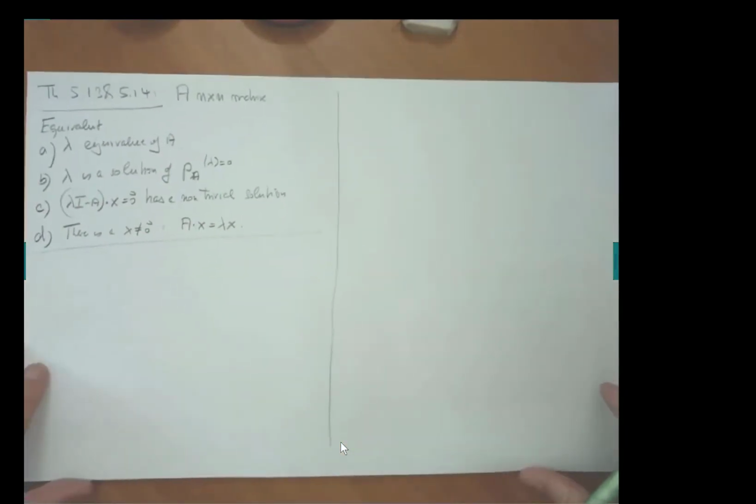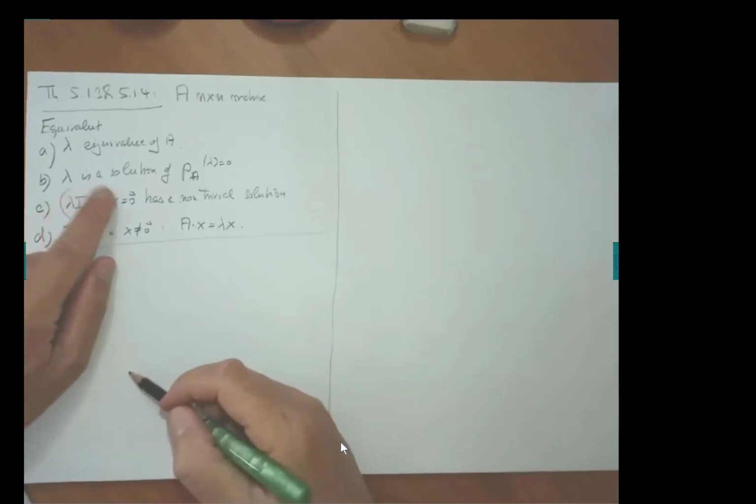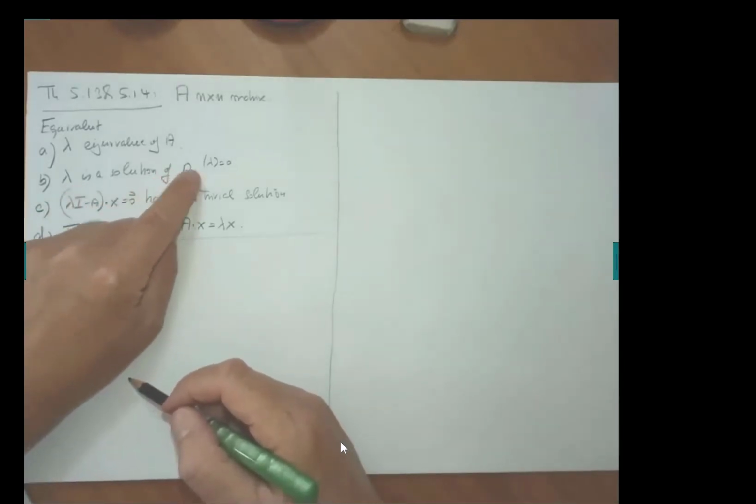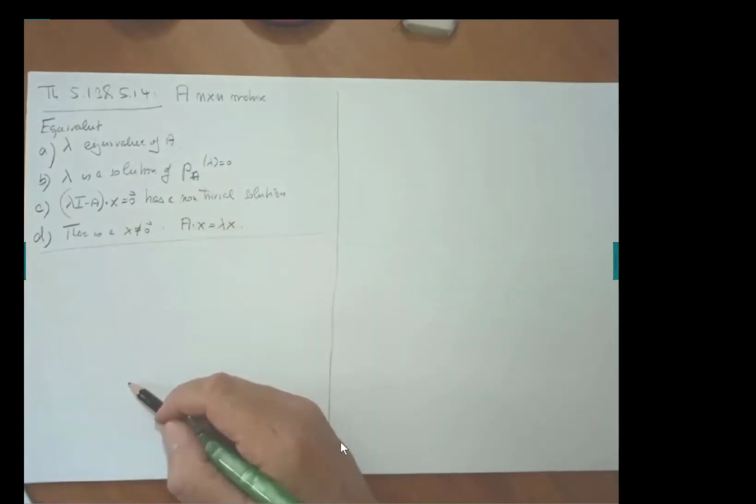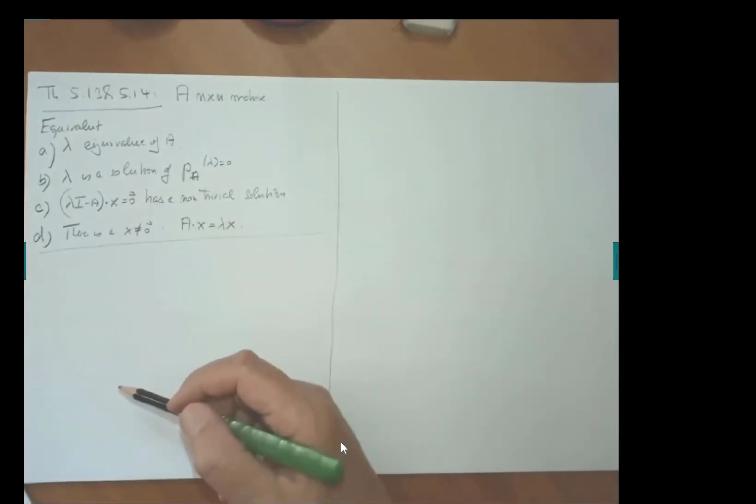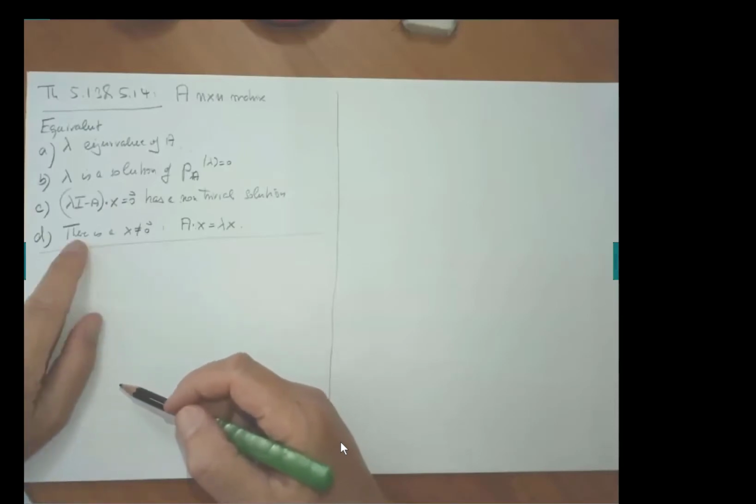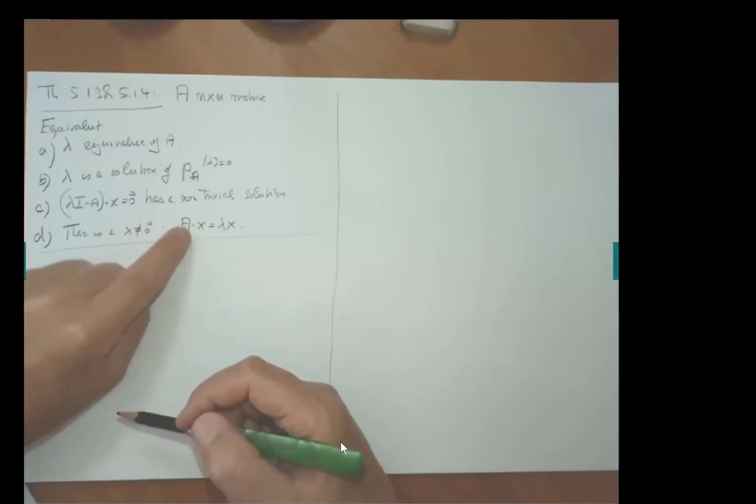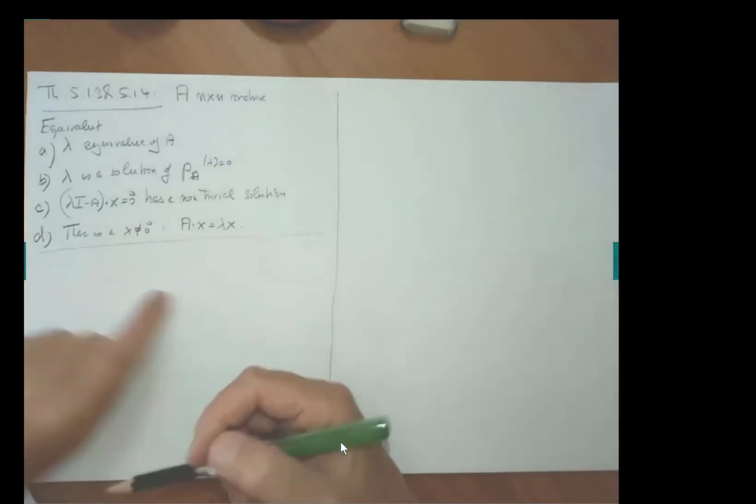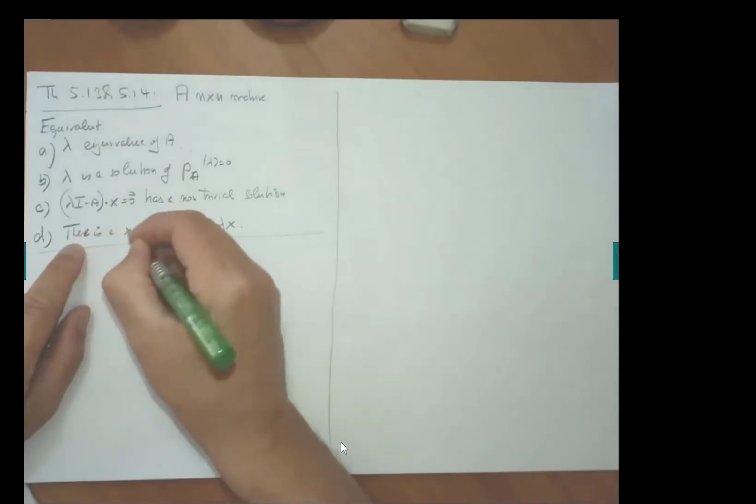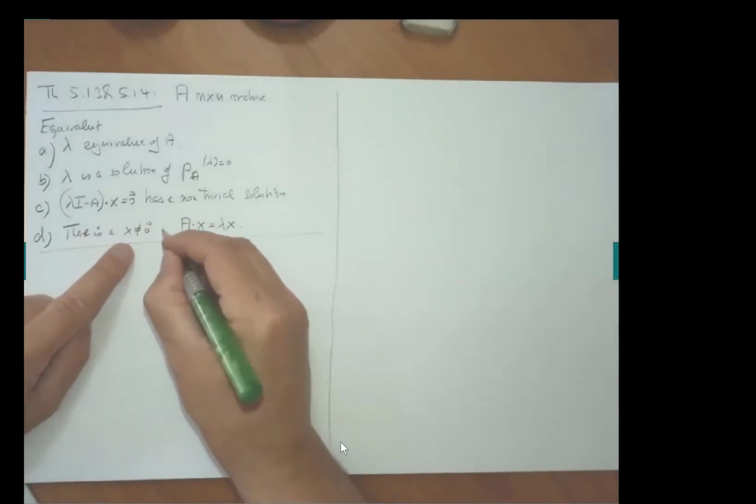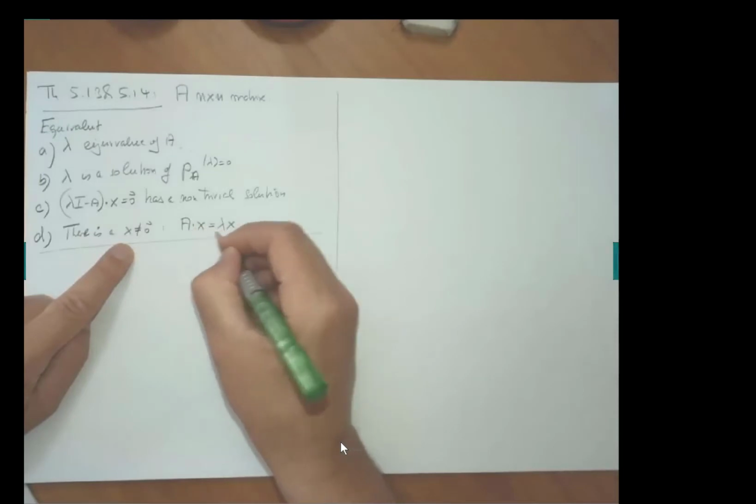Professor? Yeah? What does line D say? Lambda is a solution of P_A(lambda) equal to 0. So it's a 0 of the characteristic equation. I meant the last one. Oh, the last one? There is a vector x not equal to 0 such that Ax is lambda x. Okay, thank you. Sorry. So there is an x not equal to 0 such that Ax is lambda x.